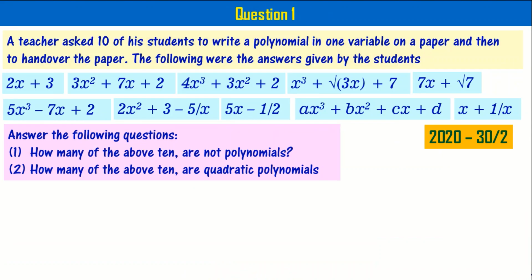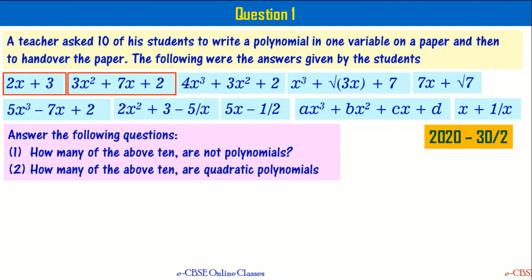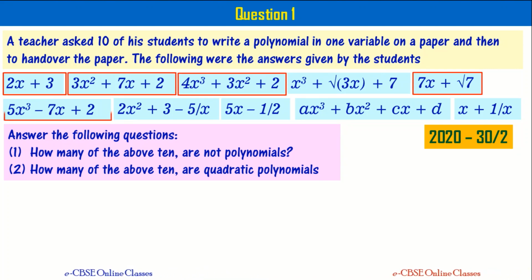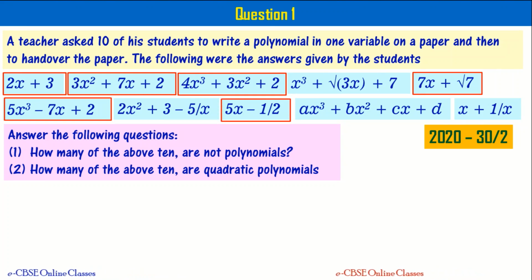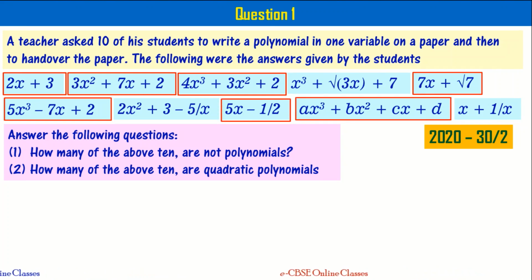Now let's go back to the question. As you see here, I'm marking the answers which are polynomials with a red color box and leaving the ones which are not polynomials. As you see here, the one which I have not marked in the top row, that is x cube plus square root of 3x plus 7, the term square root of x is not having a positive integer as the exponent. Please take a note of that.